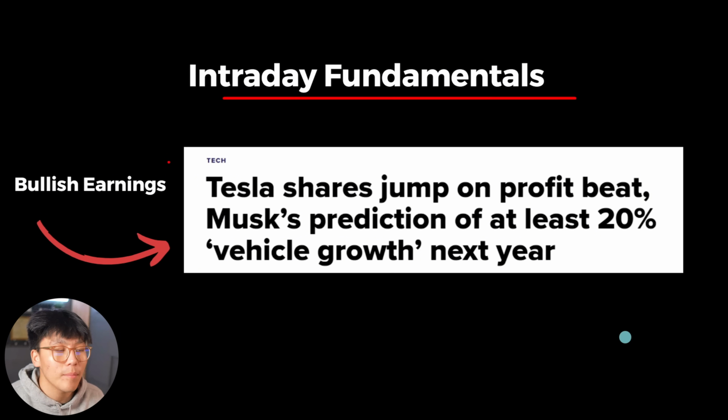So what happened? Why did price have such a big push towards the upside? Well, the reason being is because we had bullish earnings, right? Tesla shares jump on profit beat, with a prediction of at least 20% vehicle growth next year. So based off of the earnings, right, based off of the higher time frames, we're very much bullish coming into the day on Tesla. So we're looking for that post earnings play towards the upside.